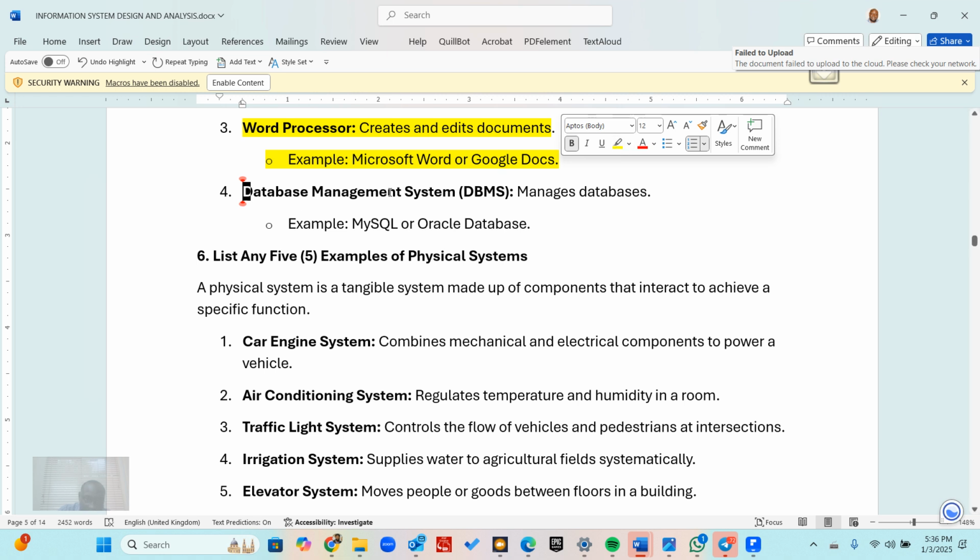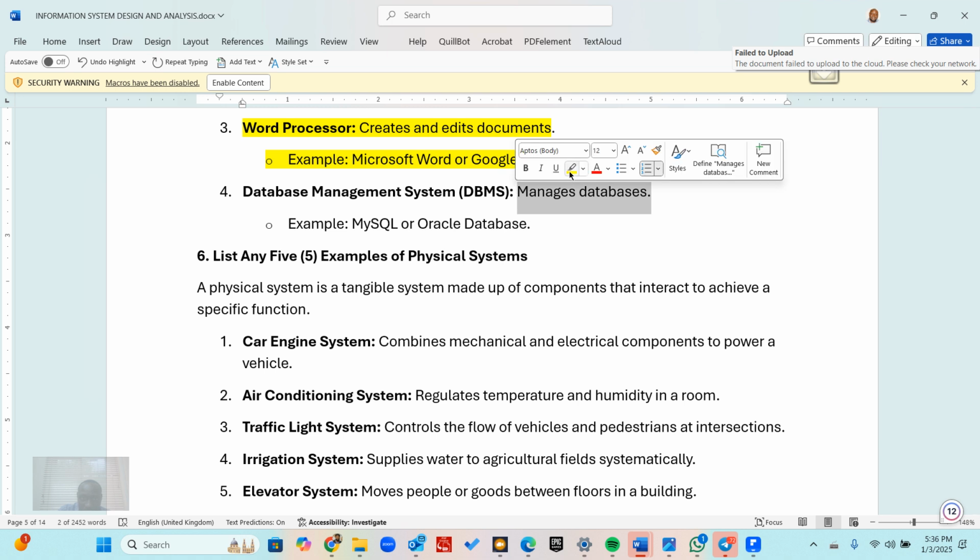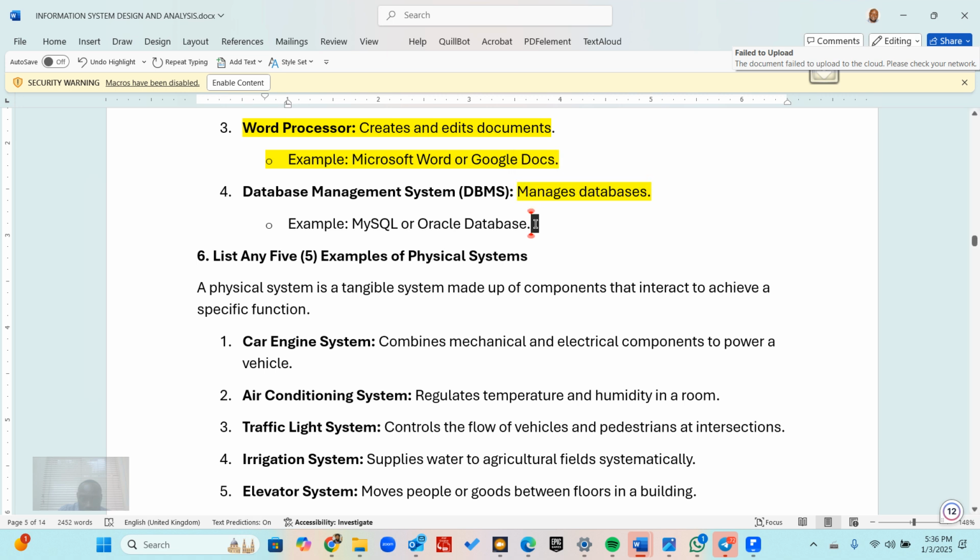We have database management systems, DBMS, which manage data, like MySQL and Oracle Database. Another one, we have photo managers or photo editors like Adobe and the other ones.